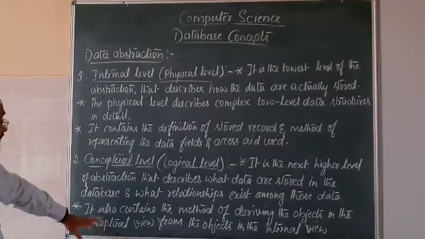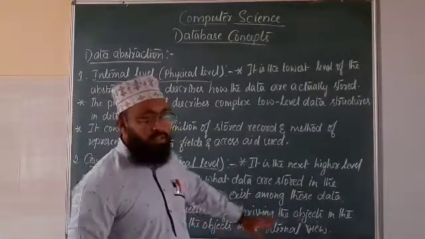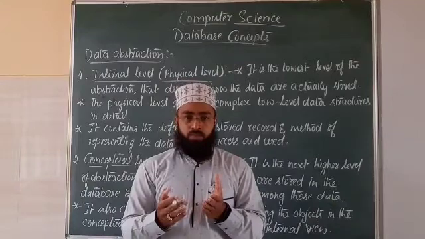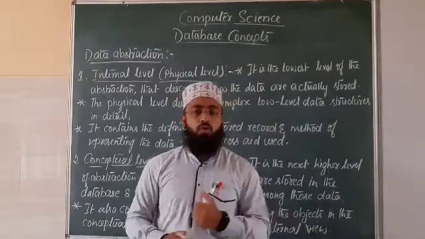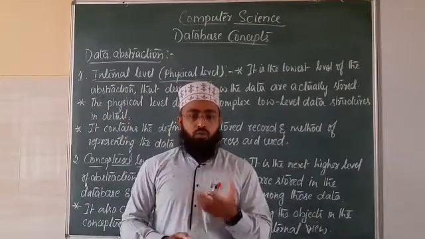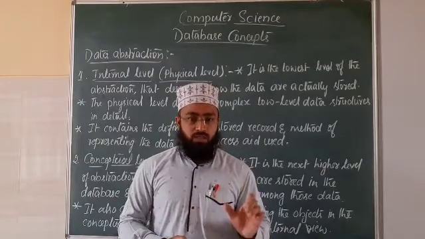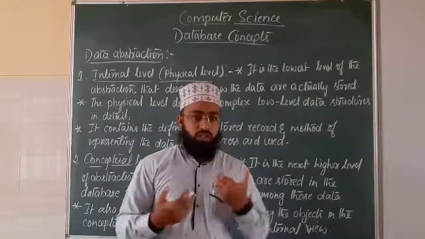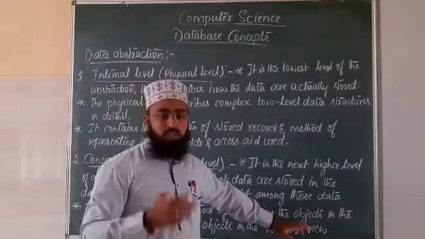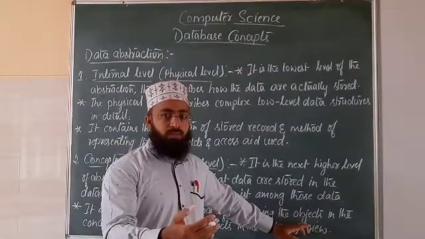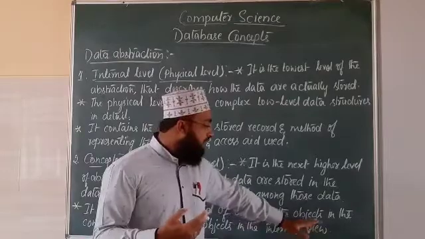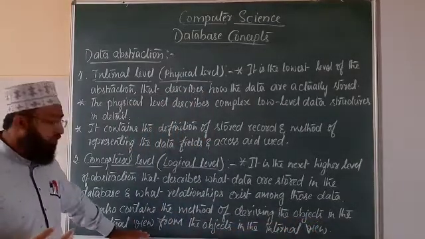Next, the last point is it also contains the method of deriving the objects. It means if your marks card is the data, or take the complete database of your college software. In that system, what will happen if we want to see any of your records? We just enter your admission number and press enter. After that, all your details we will get. Like that, it's a method of deriving the objects. That is how we enter your admission number and all your details are derived easily. This is called the method of deriving objects in the conceptual view.